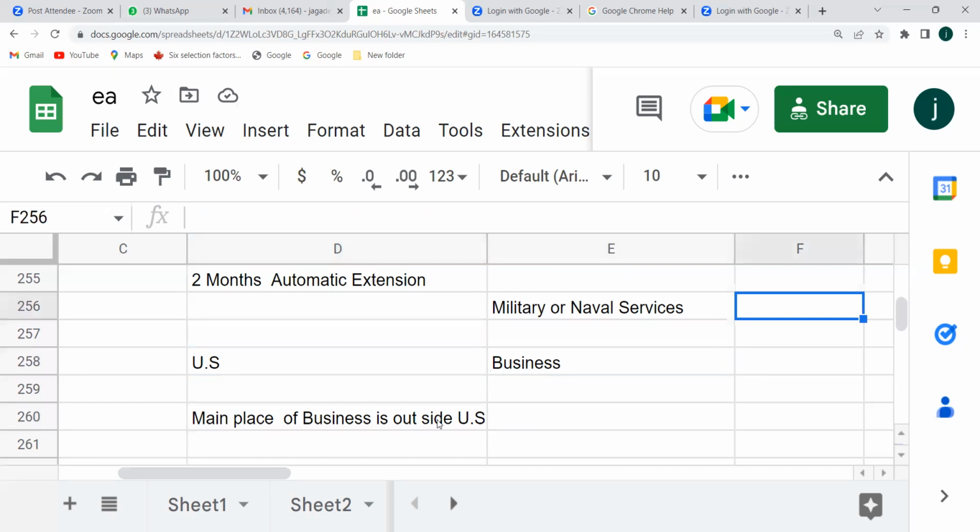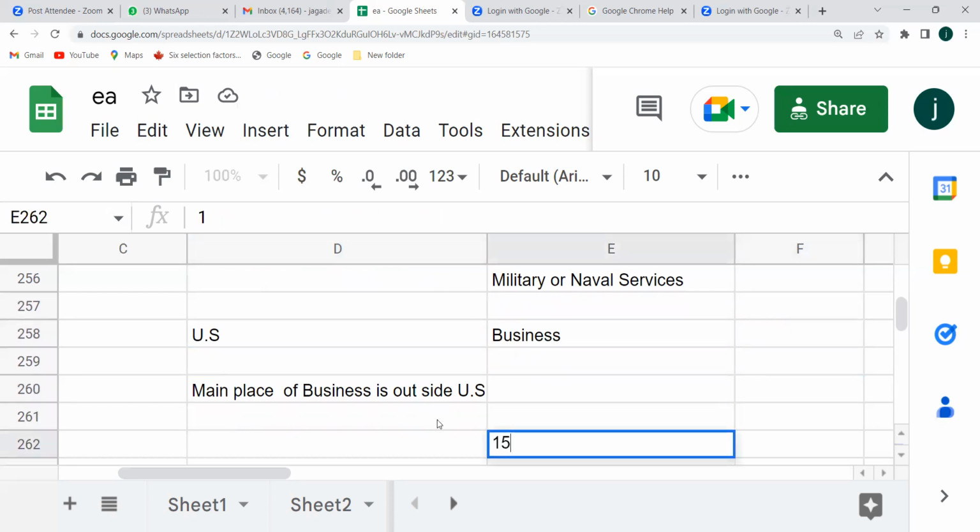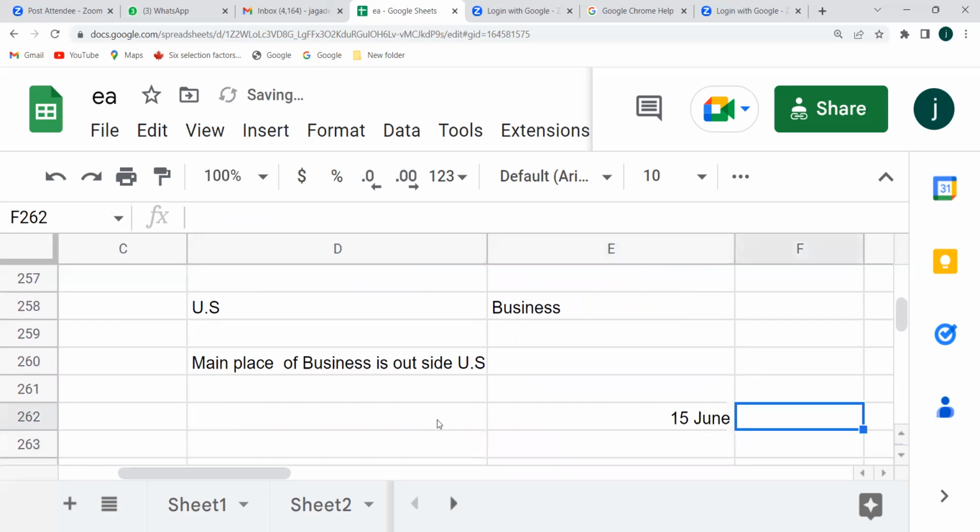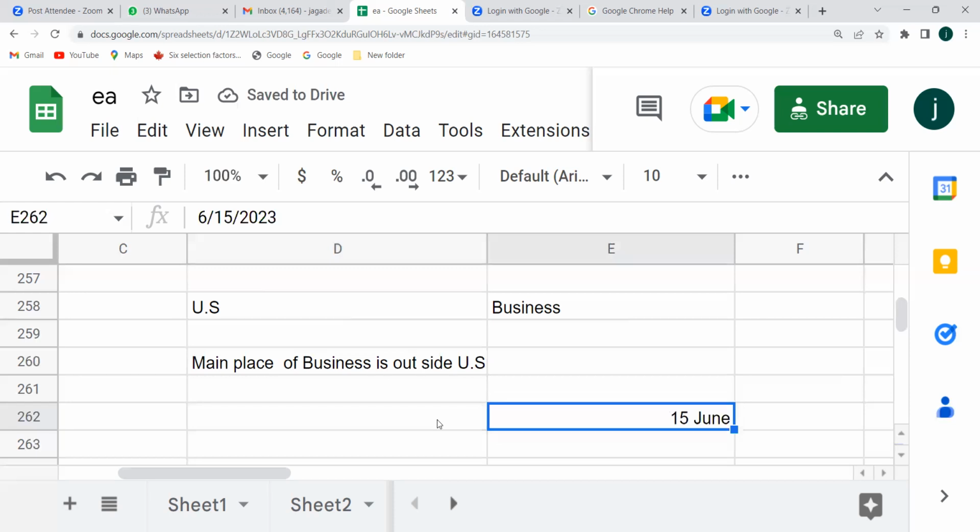For this, you no need to fill any form. So what will be the due date here? In automatic extension cases, it is 15th June. The actual due date is 15th April. So here June 15th will be the due date.